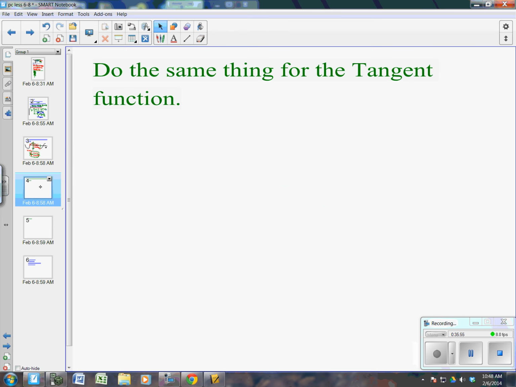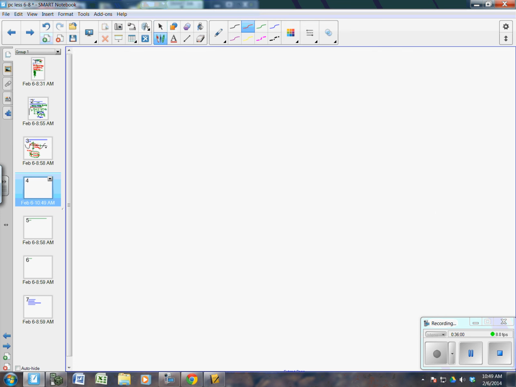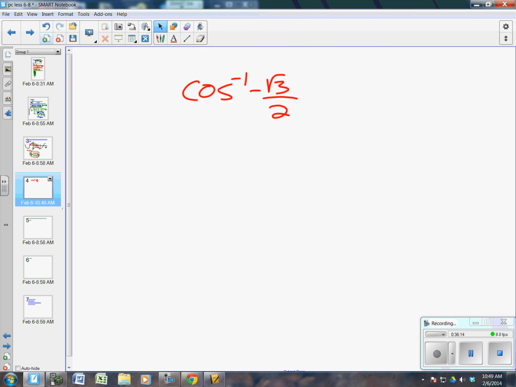So what if I ask this question right here? Wait, let's do this. What if I asked you for the cosine inverse of negative root 3 over 2? In your groups, discuss what you think it is. Go. Say the answer in radians. 4 pi over 3. If you agree, raise your hand. No one agrees? Anybody have a different answer?